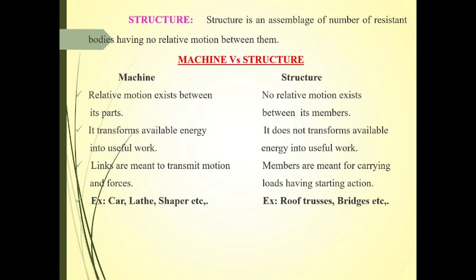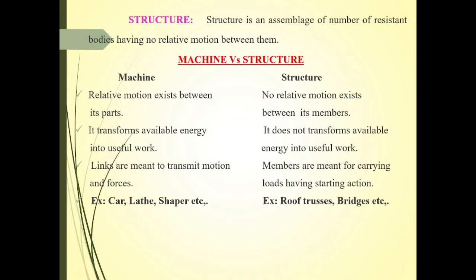So what is the difference between a machine and a structure? First, machine: relative motion exists between its parts, but in a structure no relative motion exists between its members. A machine transforms available energy into useful work, but a structure does not transform the available energy into useful work.